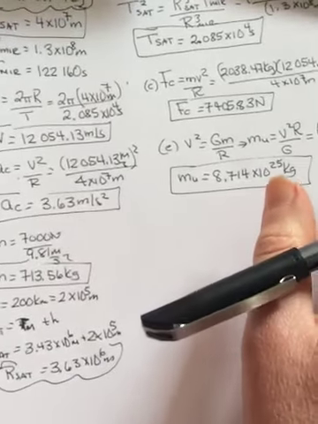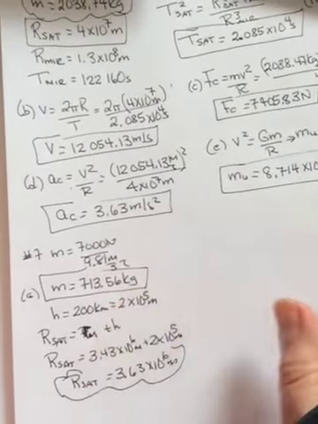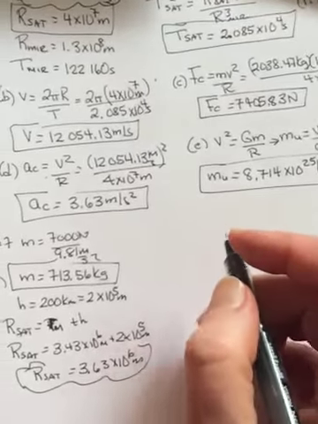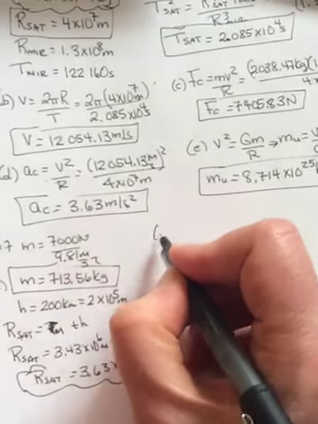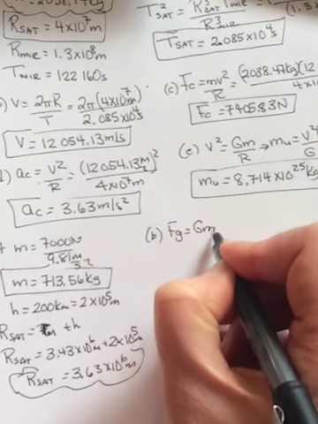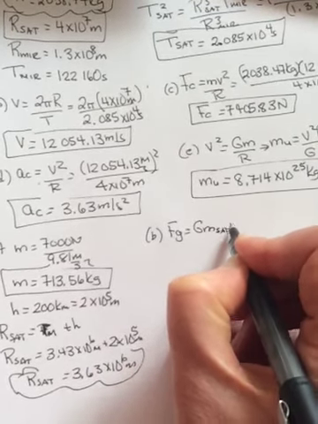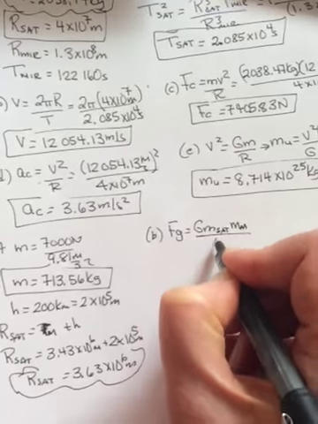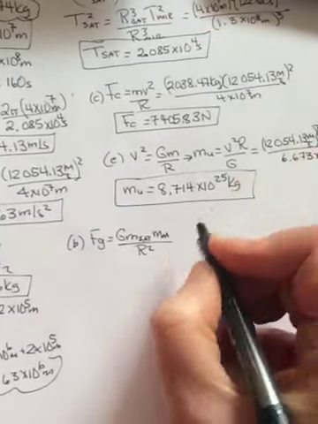Part A says the mass, which is what we just found. Part B says the weight in orbit. So you're looking for Fg. And this time it doesn't say that you can't use the mass of Mars, so that means you can. It's G m1 m2 over r squared.